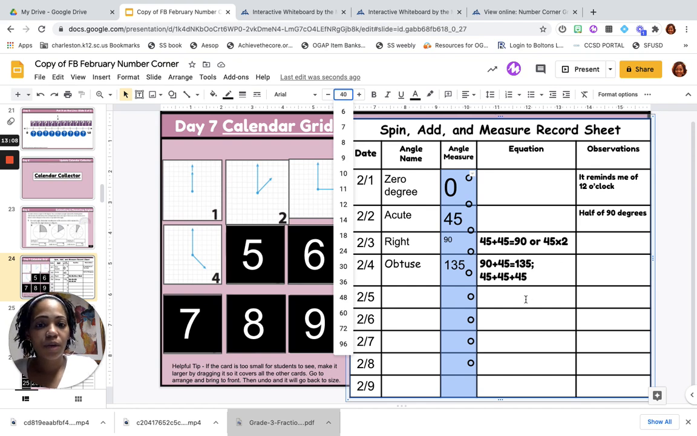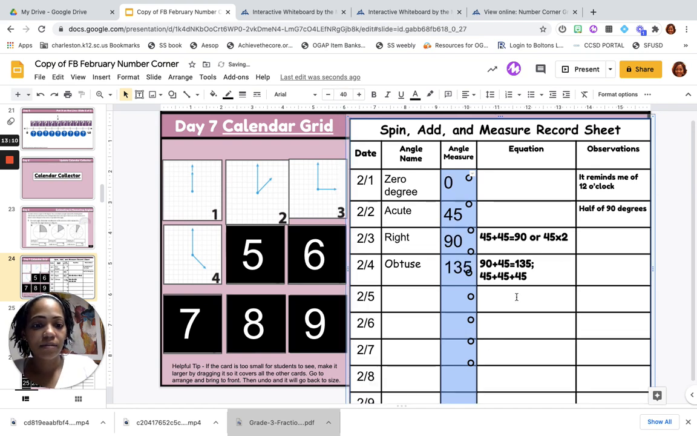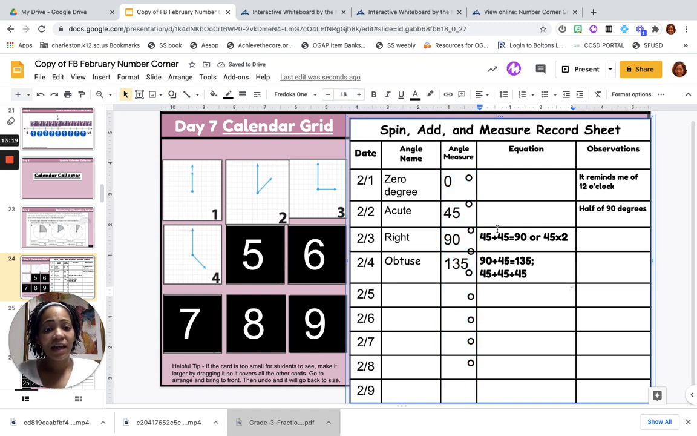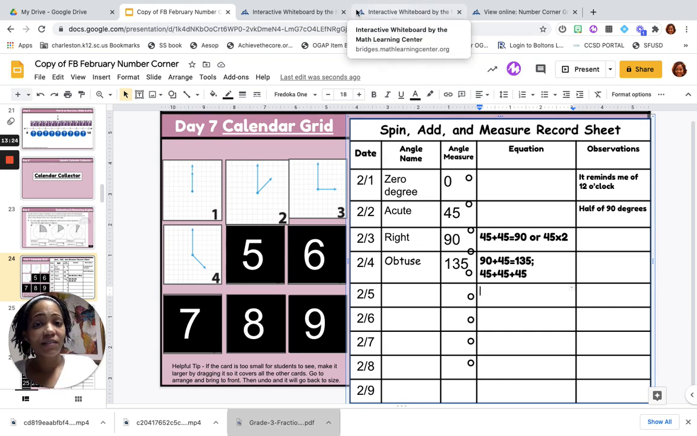So what do you think our pattern is right now? What's happening? It looks like we're adding how much every day? Looks like we're adding 45 degrees each day. Let's see if that holds true.